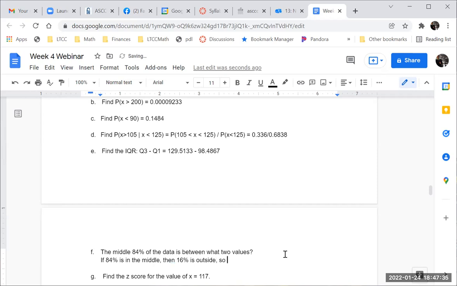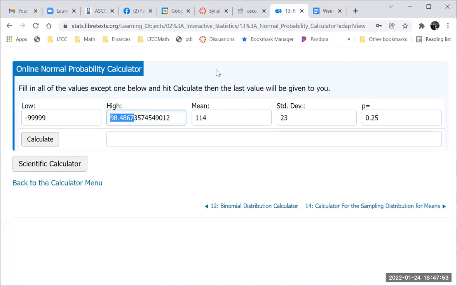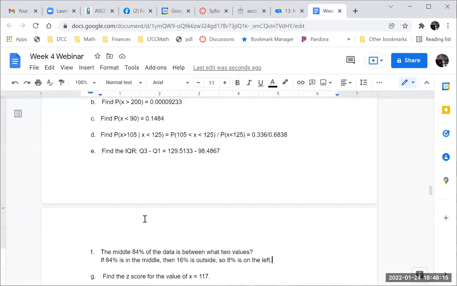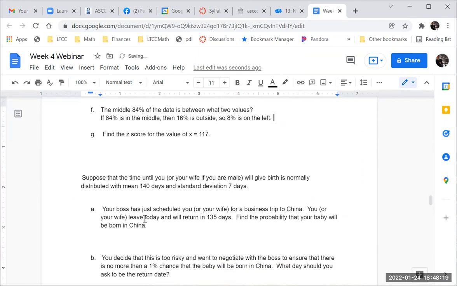How much is on the left? Yeah, 8%, half of that. 8% is on the left. And now we're ready. So if there's 8% on the left, then we can now put in 0.08 over here, just like we did for the quartiles, because now we're looking at the 8th percentile. And the high is what we don't know. And you get this value here. And round it to 4.